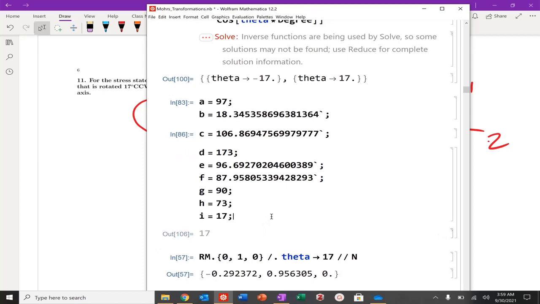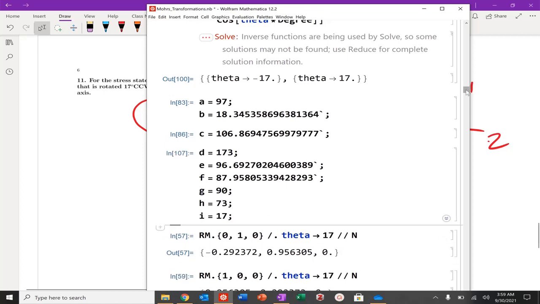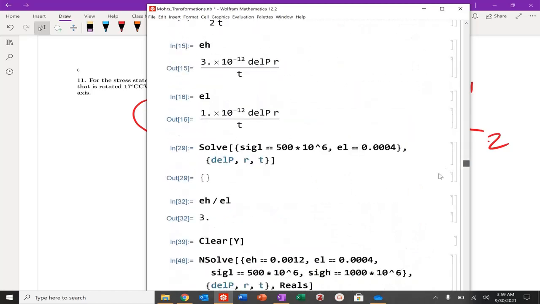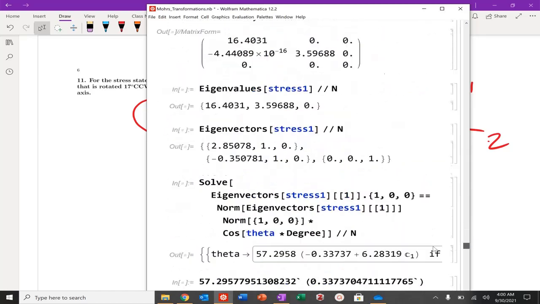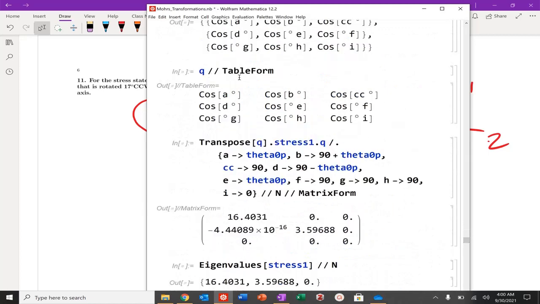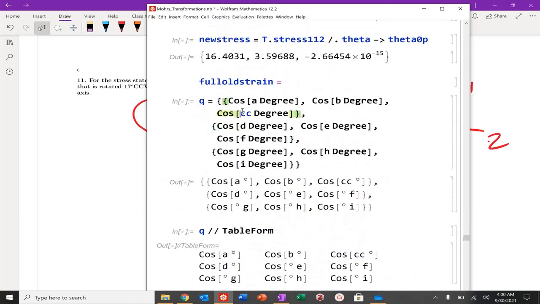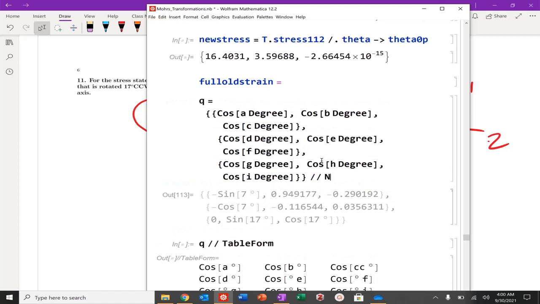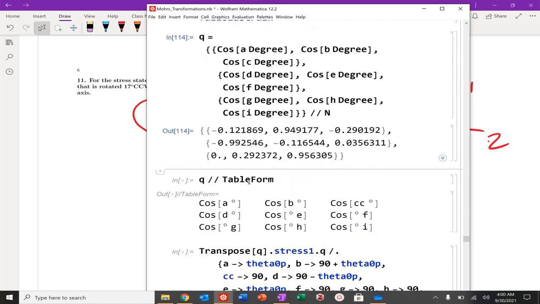So now I could go to my Q expression. Let's go to Q, way down here. There we go. So my Q is equal to this with all those values. You can do that numerically. So that's my Q function.